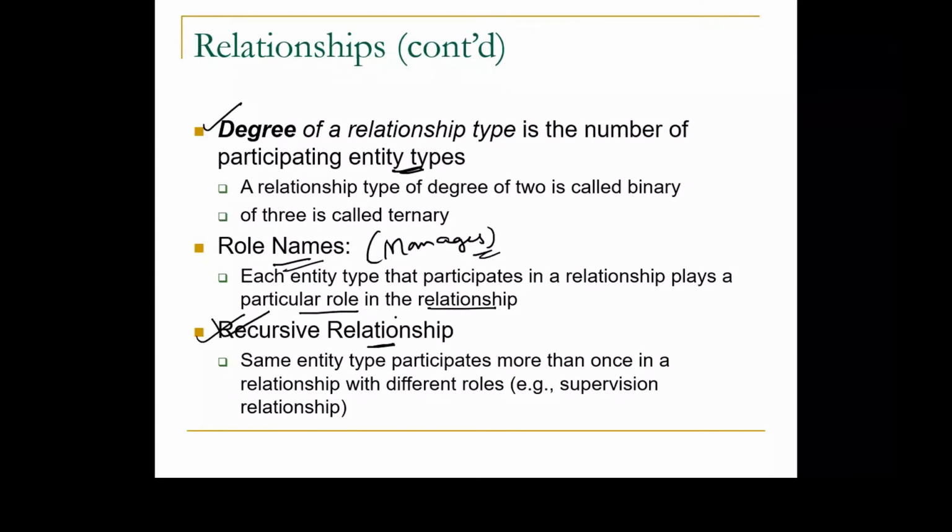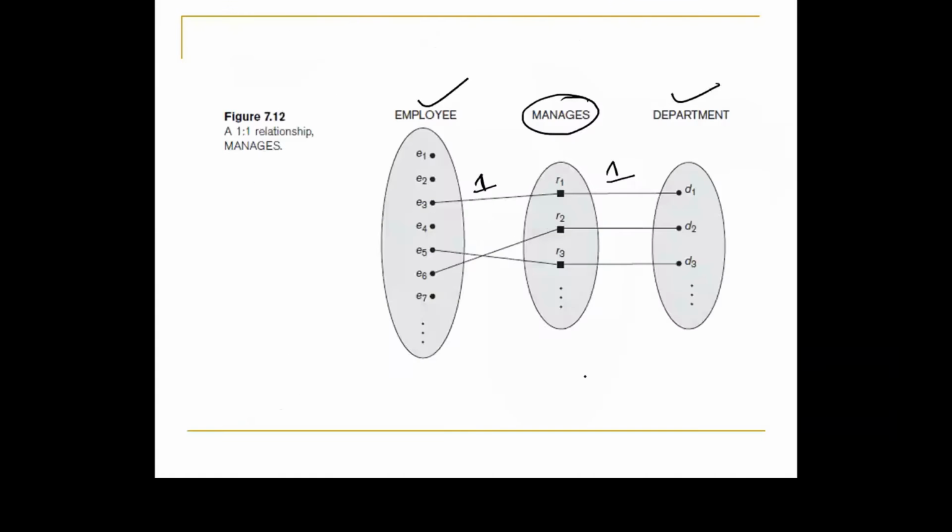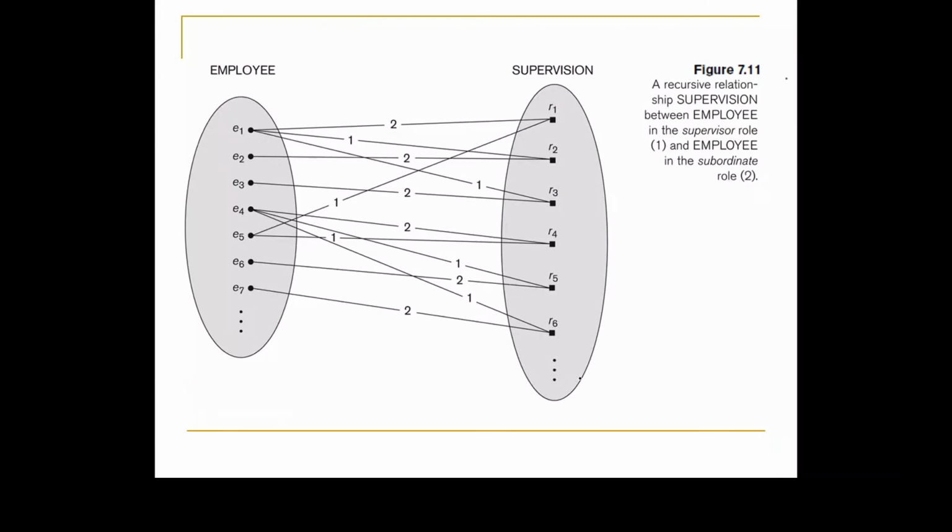What is a recursive relationship? The same entity type participates more than once in a relationship with different roles. That is called a recursive relationship, such as the supervision relationship. Very interesting. You can see here the recursive relationship supervision between employees: one employee is in a supervisor role and the other employee is in a subordinate role. So what exactly is happening here? This is called a recursive relationship. Okay.